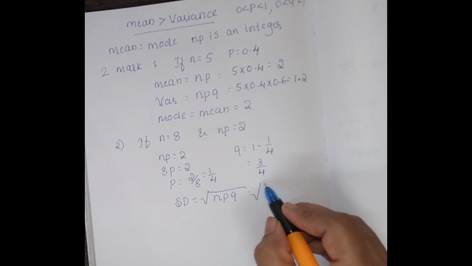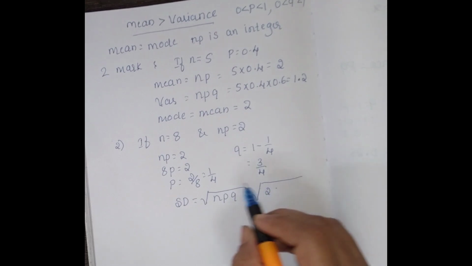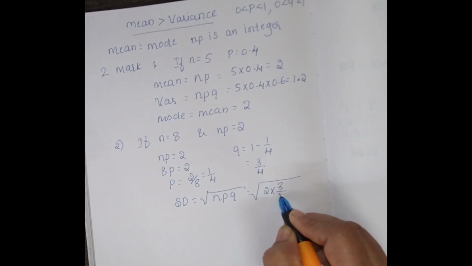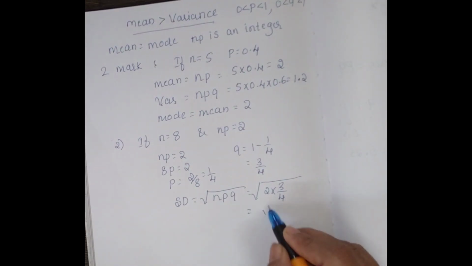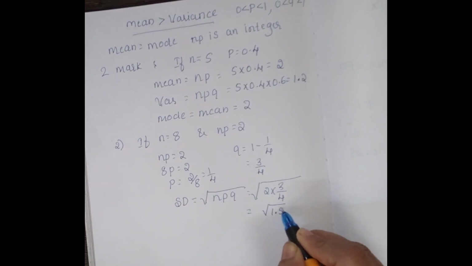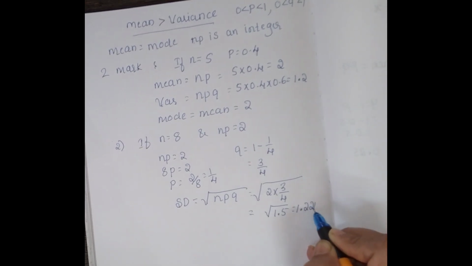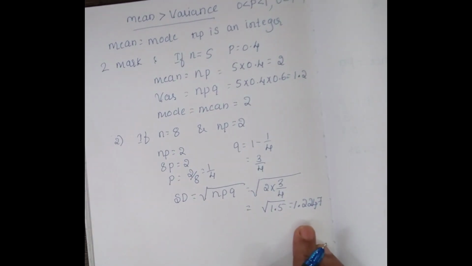Then the square root of 2 into... np is equal to 2, right? That's why I am directly taking here 2 into 3 by 4. That is the square root of 1.5, which is equal to 1.2247. 1.2247 is the answer.